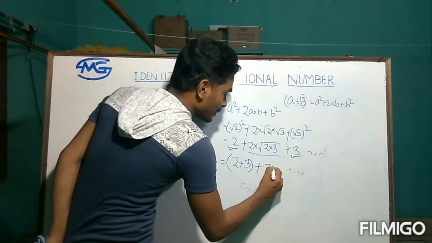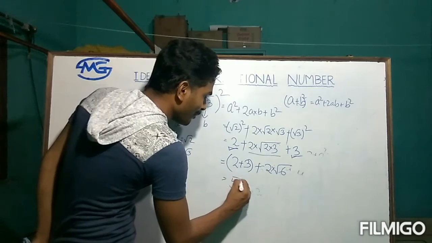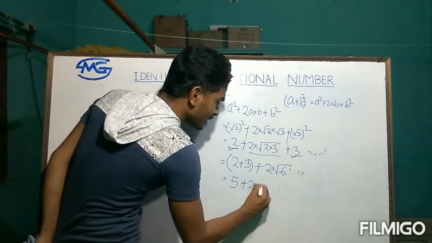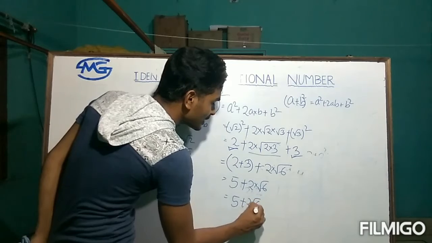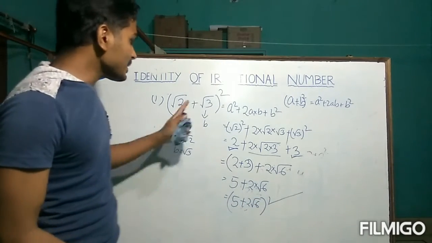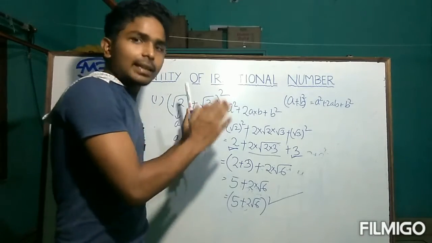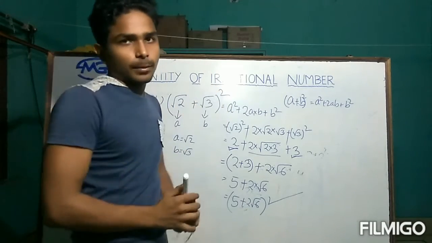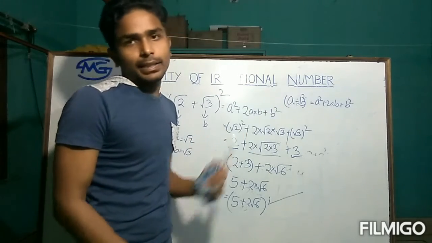Then the next remaining term is 2 root 6. So 2 plus 3 is 5, plus 2 root 6. Or we can write 5 plus 2 root 6. This will be the answer. Okay, it is the procedure so that we can calculate the square of any irrational number using the first formula of identity.